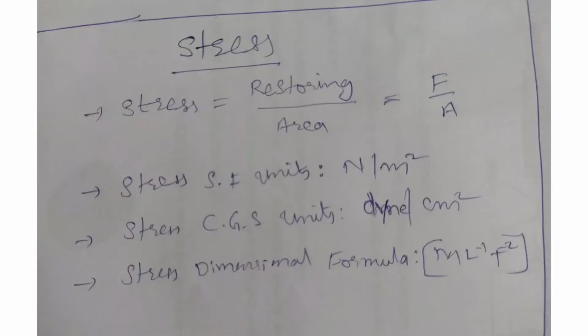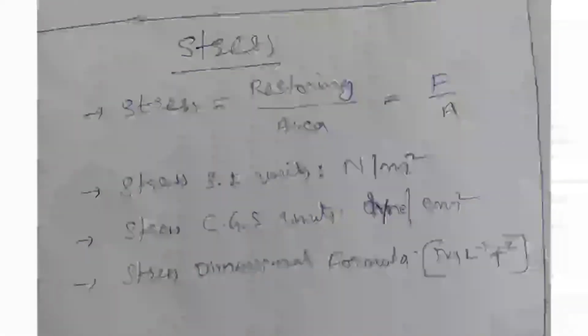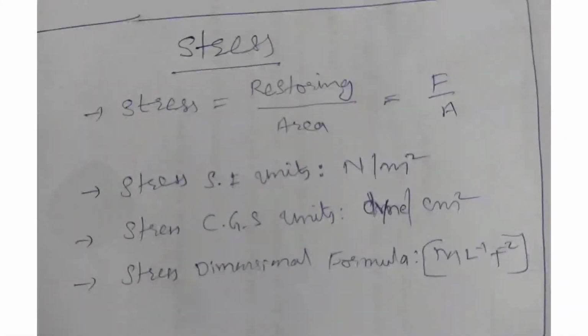Mechanical properties of solids. In this chapter, first we need to discuss stress. Stress is defined as the ratio of restoring force to the area, that is F by A. Stress units: SI units are Newton per meter square and CGS units are dyne per centimeter square. The stress dimension formula is M L power minus 1 T power minus 2.